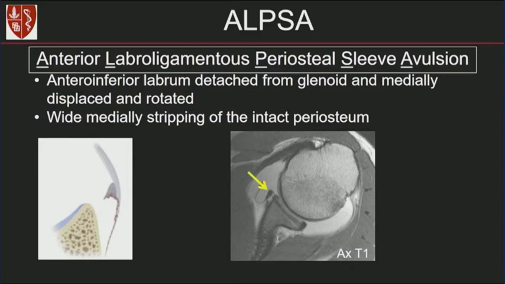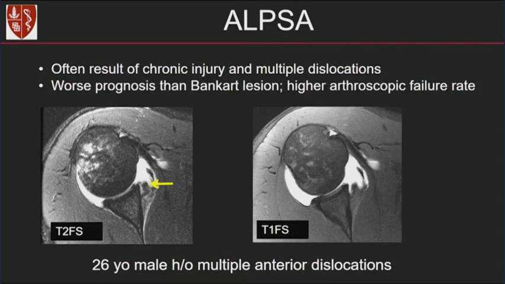So on MR images, here you can see the anteroinferior labrum is detached, and then the periosteum is stripped, allowing contrast to fill into that gap. So this is your ALPSA lesion. Now the ALPSA lesion often is a result of chronic injury and multiple dislocations. It has worse prognosis than the Bankart lesion and a higher arthroscopic failure rate.